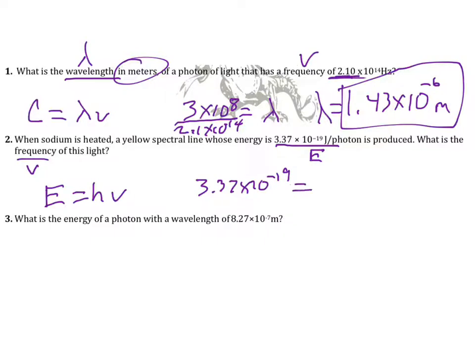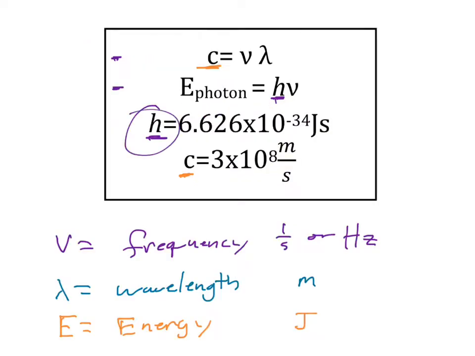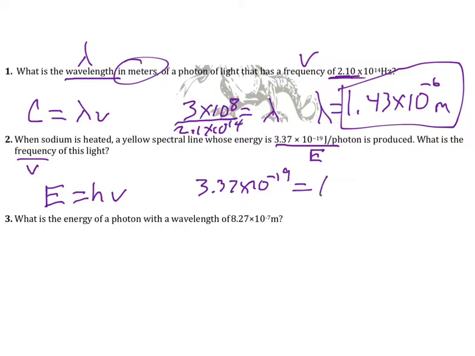All right, equals h. Well, the problem doesn't give us h. However, h is a constant. h will always be 6.626 times 10 to the negative 34. So we have 6.626 times 10 to the negative 34. And then multiply it by v, which we don't have.